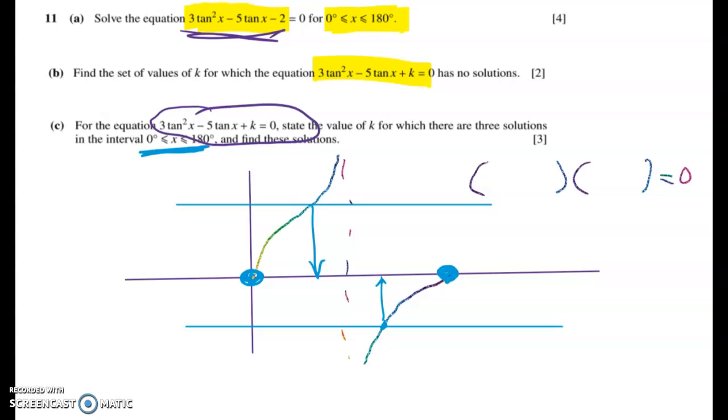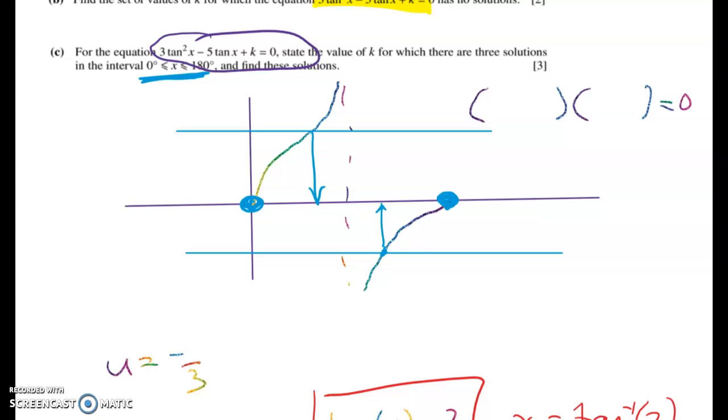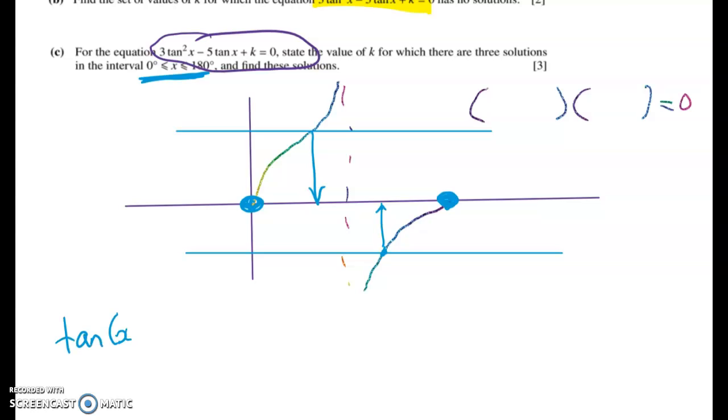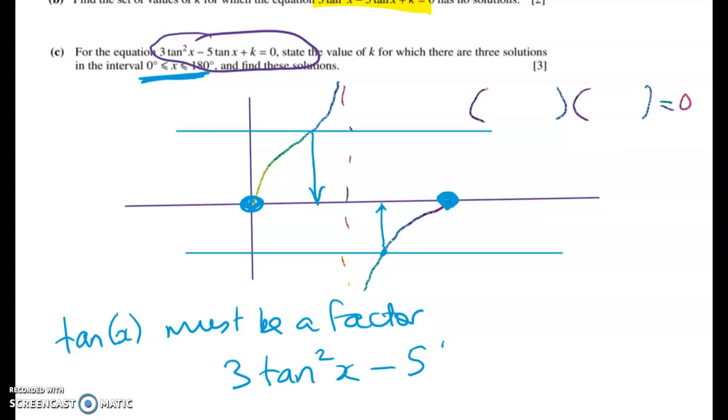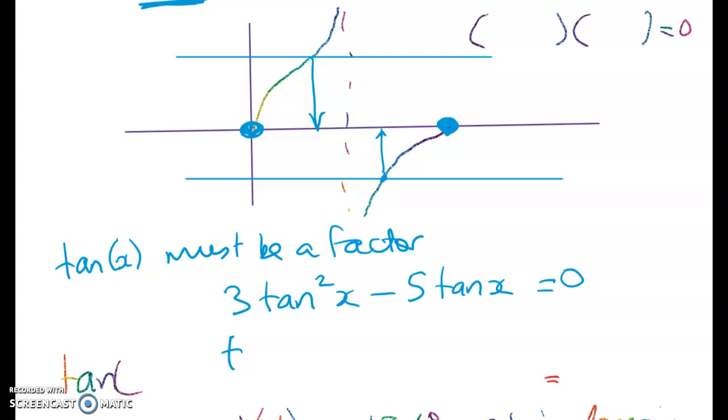When will I get 3 solutions? Tan x must be a factor. Right, so now we have to go ahead and rewrite the equation with a k value that gives us tan x as a factor. So how will that happen? Well, let's look at what happens if we make k equal 0. So 3 tan squared x minus 5 tan x equals 0. And now we've got tan x times 3 tan x minus 5 equals 0.